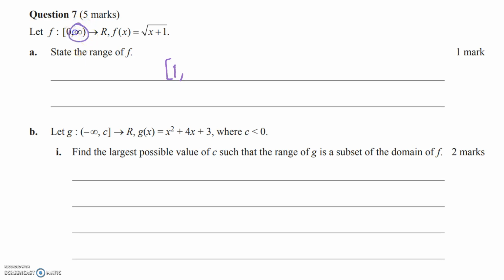Whereas x is allowed to be as large as it wants, so we can technically go up to the square root of infinity plus 1. So realistically, this is going to be infinity. We've got a nice curved bracket on that. We've got 1 mark in the bag.